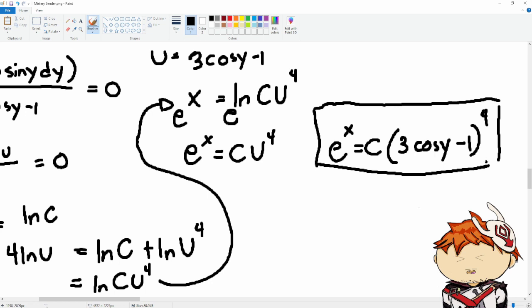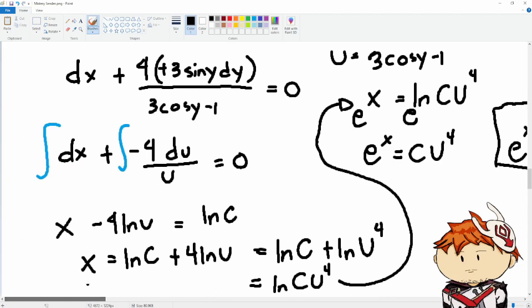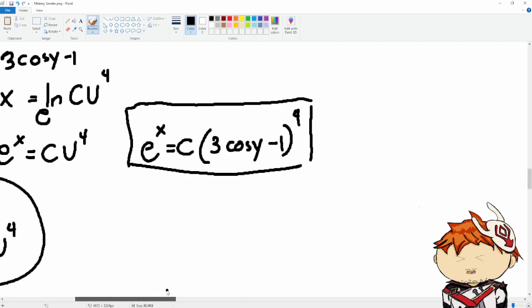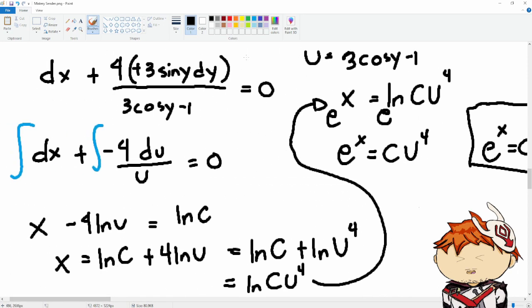Okay. If you didn't use ln c, that's okay too. If you didn't use ln c, just put c. This is okay too. Just substitute u. But for simplification purposes, I think this is more compact. Then simply substitute u with 3 cosine y minus 1, and that's the final answer.